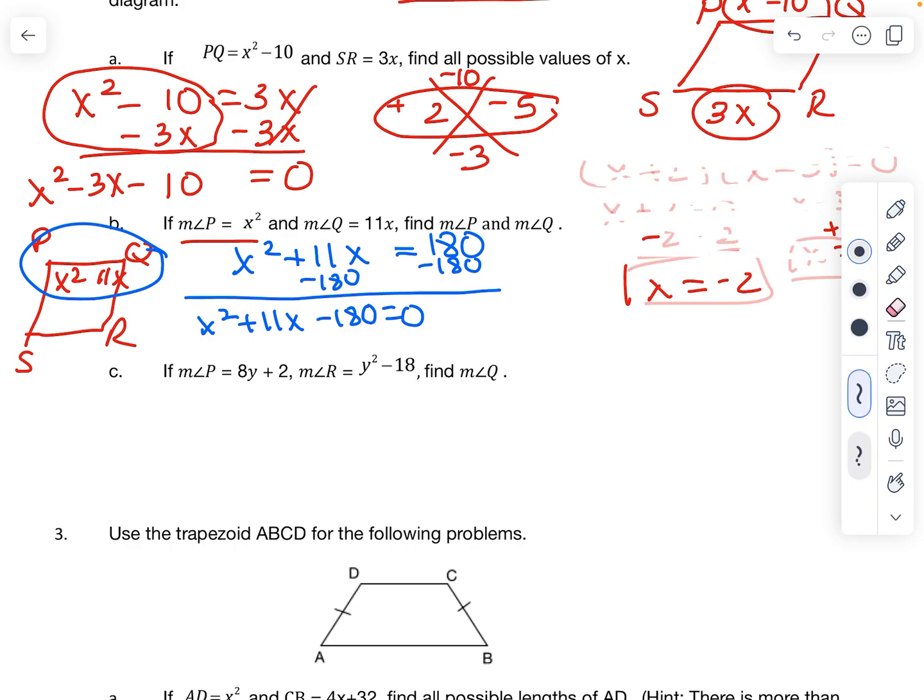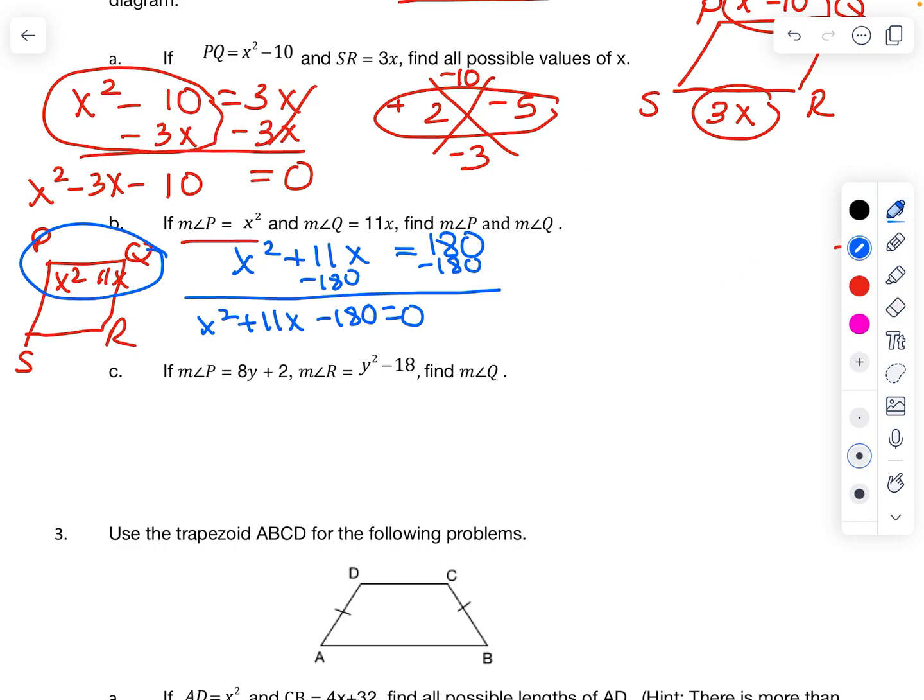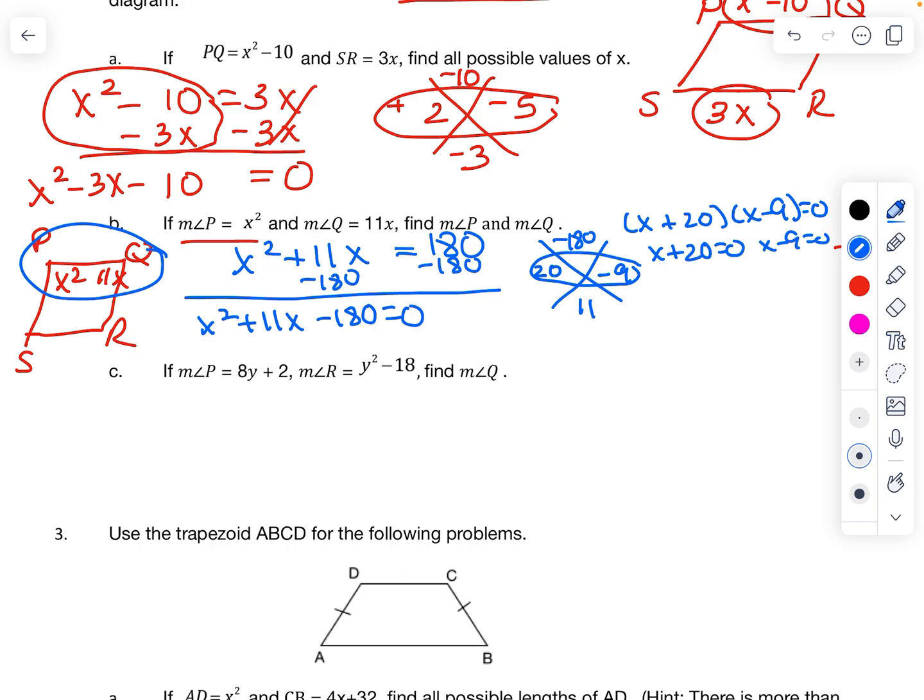Okay, let me get rid of this. So I need two numbers that multiply to negative 180, but add up to positive 11. It takes a while to find those numbers, but the only numbers that work are going to be 20 and negative 9. Multiply to negative 180, adds to 11. So let's set up parentheses, x plus 20, x minus 9 equals 0. And then remember, take each one and set to 0. So minus 20, so x equals negative 20 is one. And then add 9, x equals 9 is the other one.